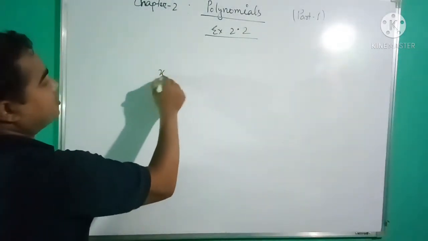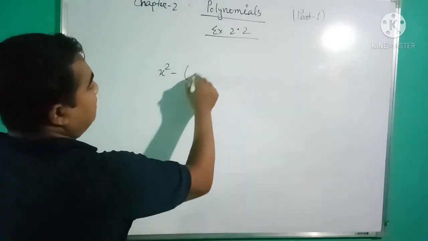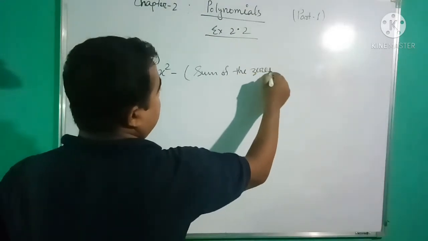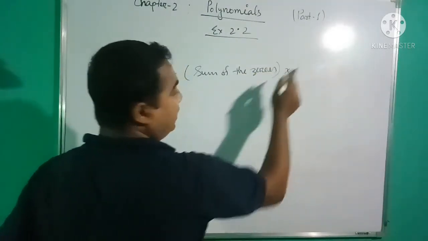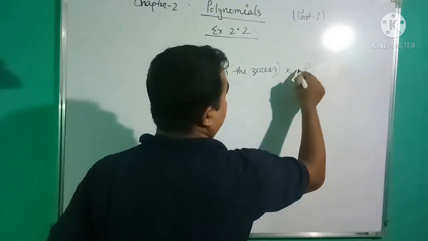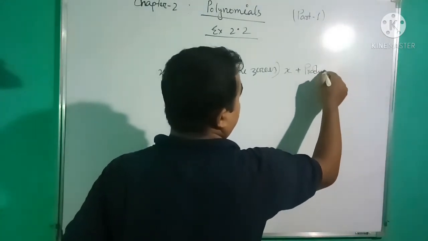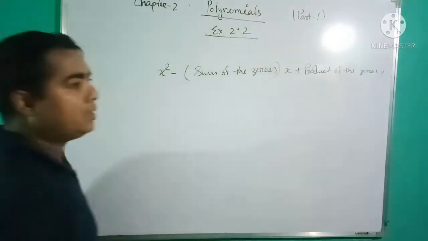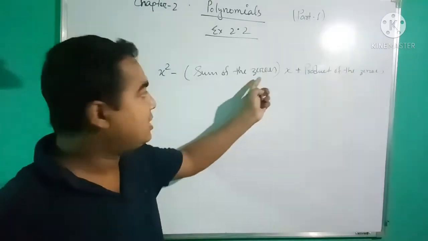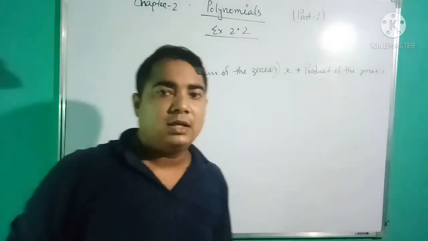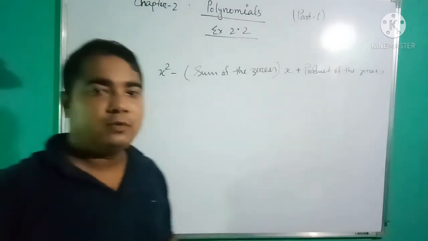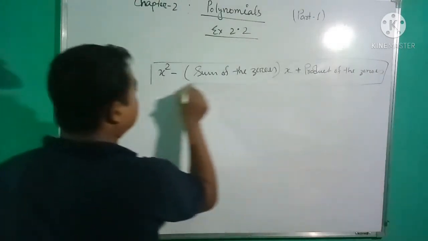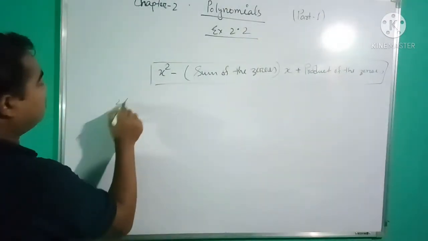Okay, before starting question number 2, first write a formula and learn it by heart. The formula is x square minus bracket sum of the zeros bracket close into x plus product of the zeros. The formula is x square minus sum of the zeros into x plus product of the zeros. By using this formula, we need to solve question number 2. Learn the formula by heart.